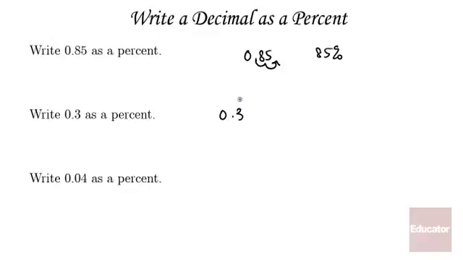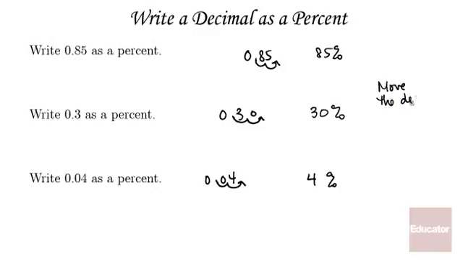Be careful with the placement of the decimal. The rule is always to move the decimal twice. So even though there's only one place, you still need to move it twice. So you'll fill in the 0. So this becomes 30%. And once again, notice the placement of the decimal is a little different. You're still moving it twice. And in this case, the percent becomes 4%. So the rule is always move the decimal to the right 2 places.